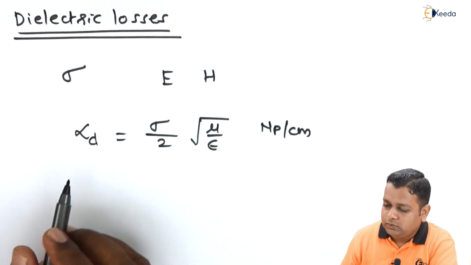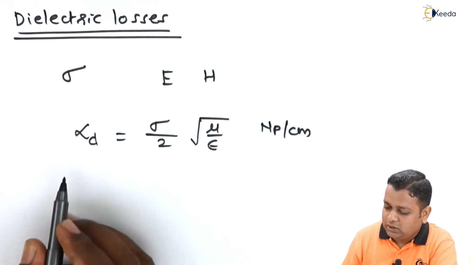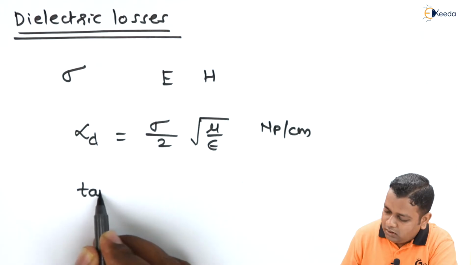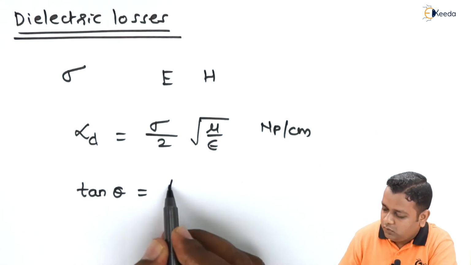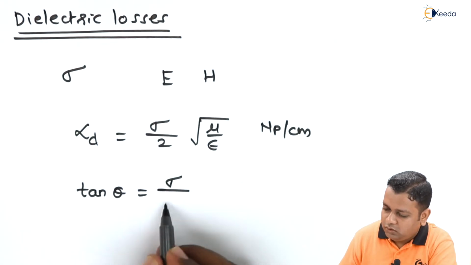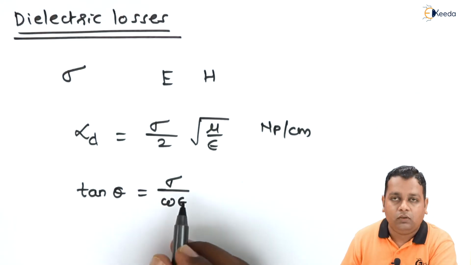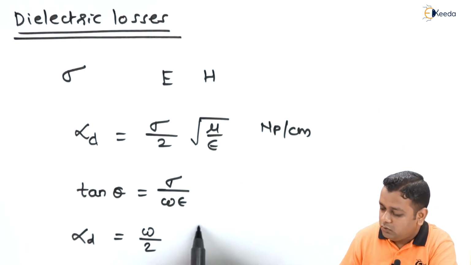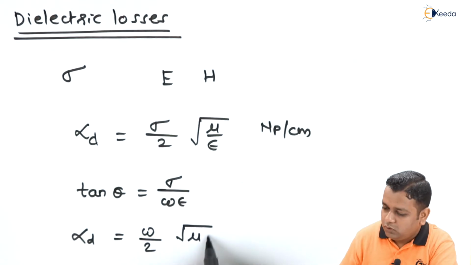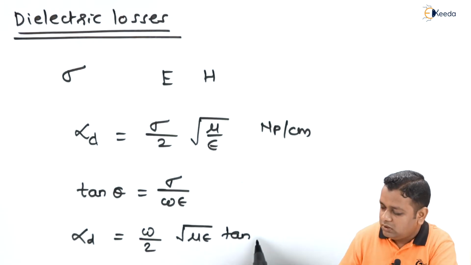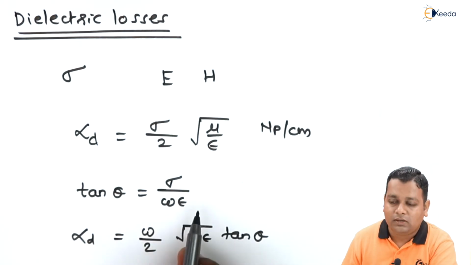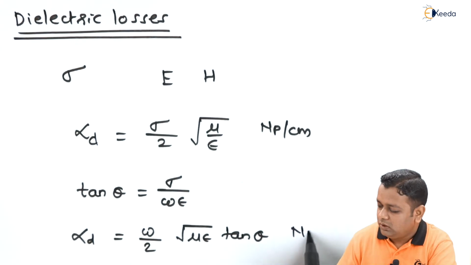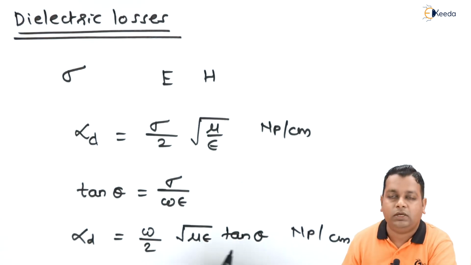Now in terms of loss tangent, the loss tangent that can be denoted by tan theta, it is equal to the ratio of sigma to that of omega epsilon. We can express this alpha suffix d is equal to the angular frequency omega divided by 2 in multiplication to the square root of mu epsilon into this loss tangent tan theta here. So this is also in Nepers per centimeter here.